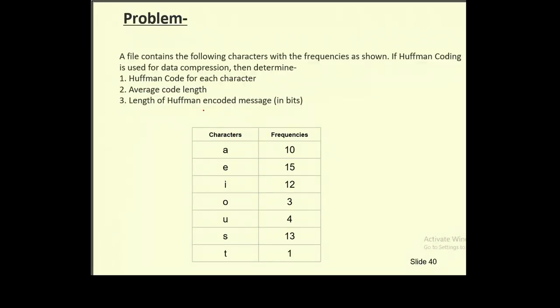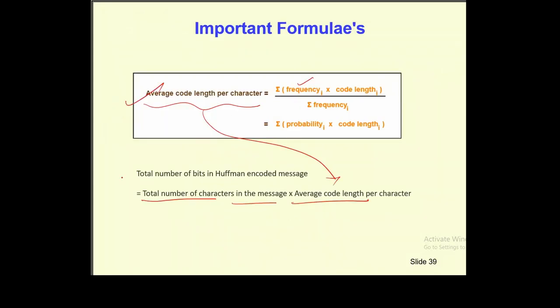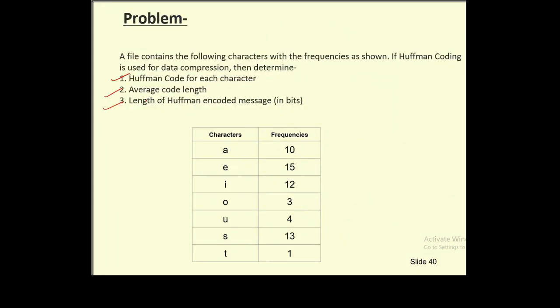So let's suppose we are having this problem. A file contains the following characters with the frequencies like. If the Huffman encoding is used for data compression, then determine the Huffman code for each character. Average code length, we can find out this by formula, and length of Huffman encoded message. So these two formulas can be used for calculating these last two points, and Huffman code can be calculated from the Huffman tree.